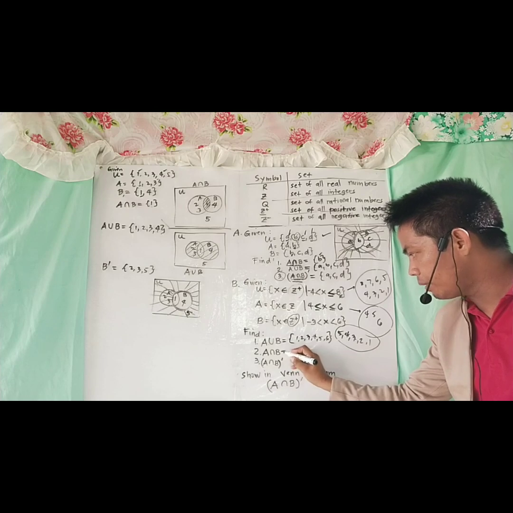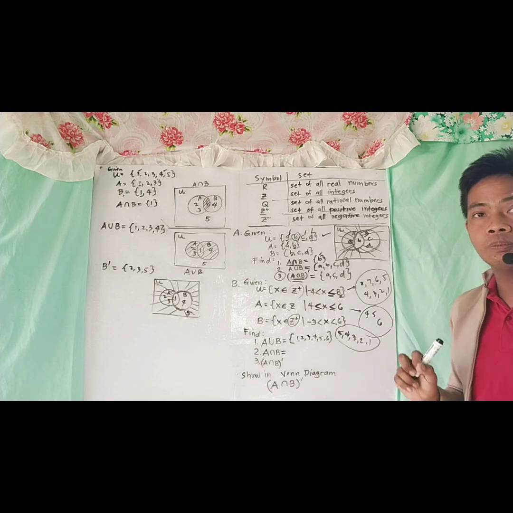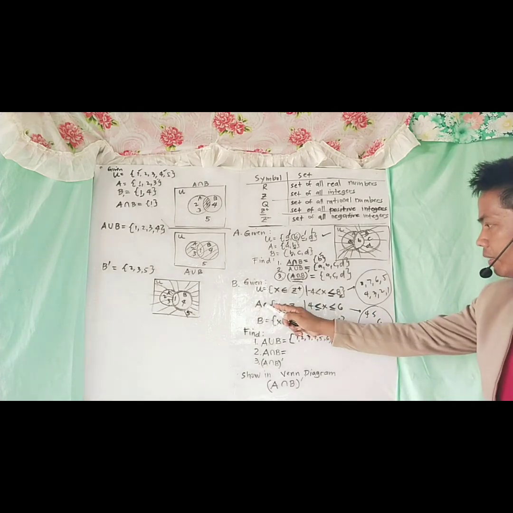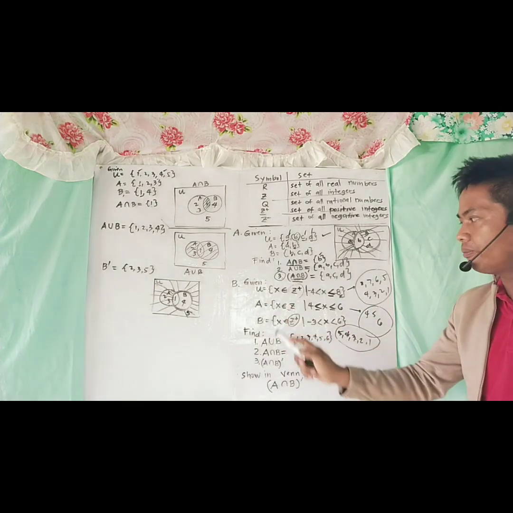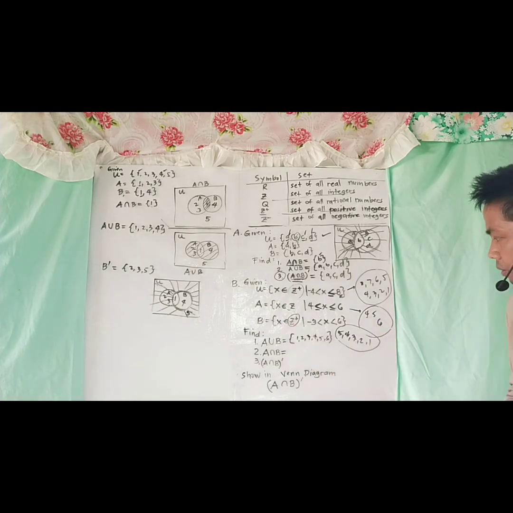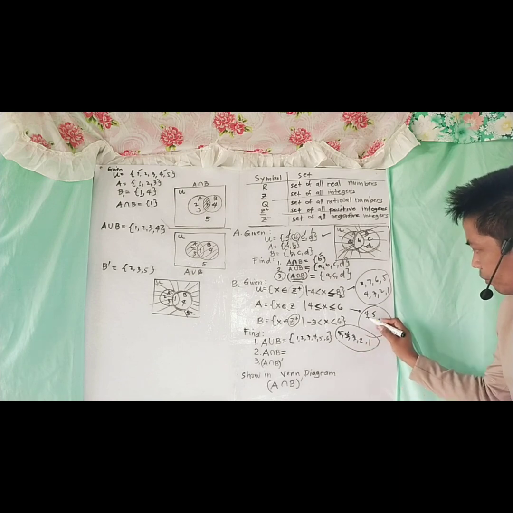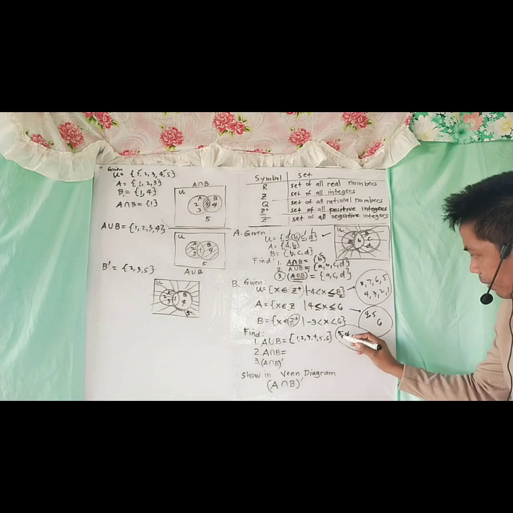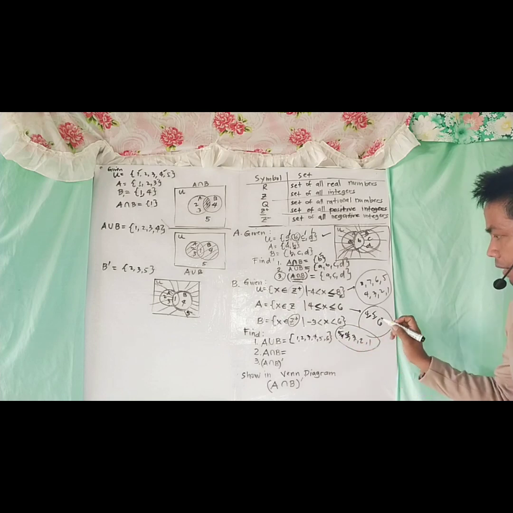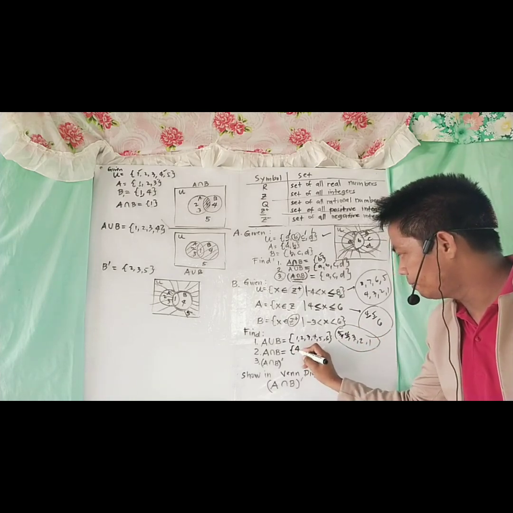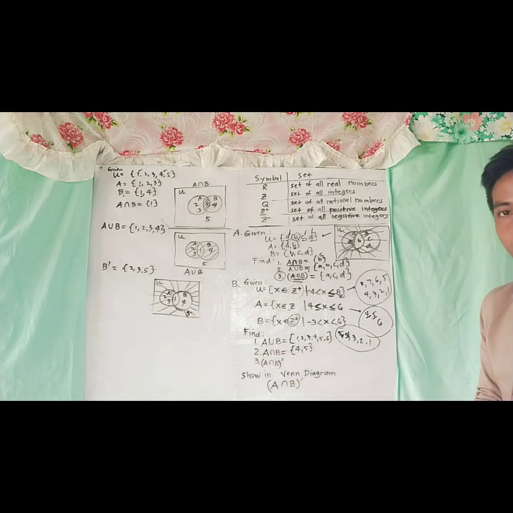For A intersection B, what are the elements in the intersection? We have A and then B. The common elements of these two sets, meaning members of A that at the same time are also members of B. Let us now trace. 4 is in B and 4 is in A. At the same time, 5 is in B and 5 is in A. Therefore, we have two elements, 4 and 5. These are the elements of A intersection B.